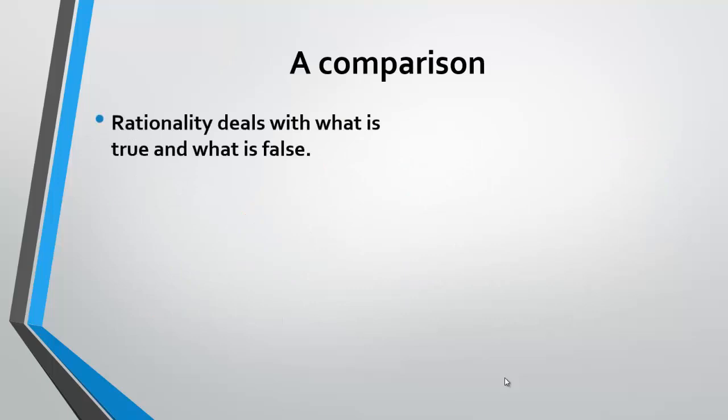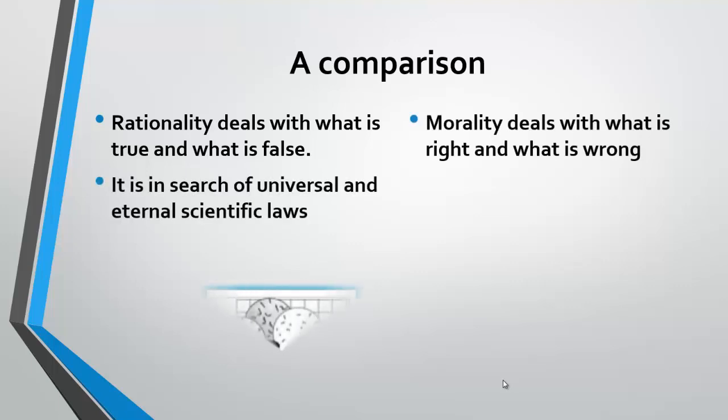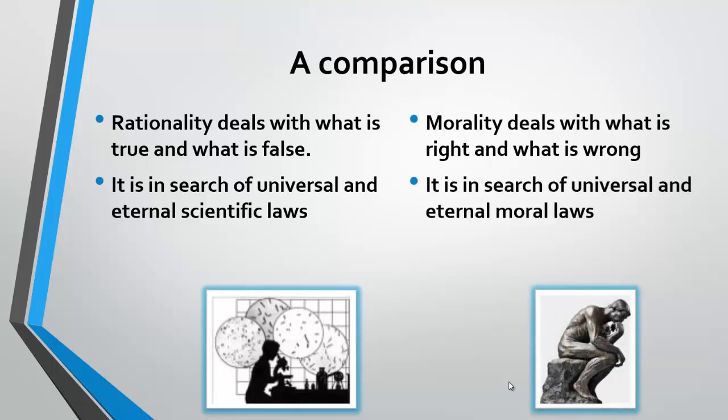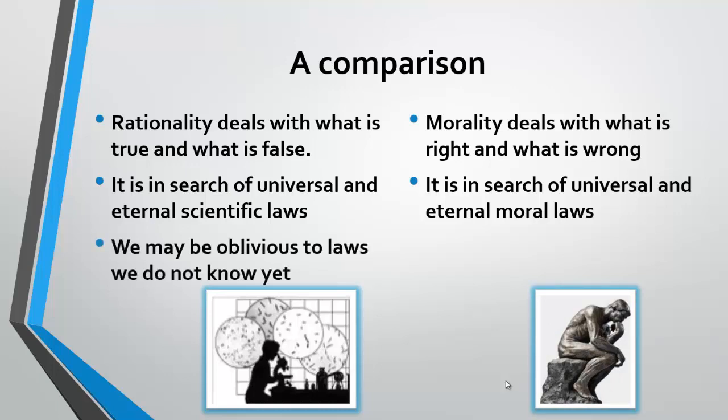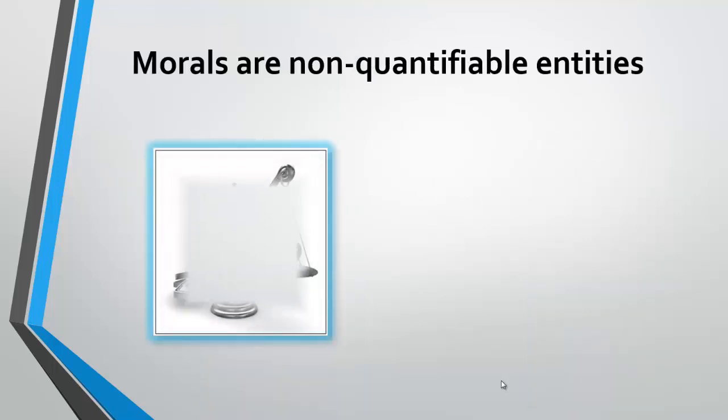Let's make a comparison. Rationality deals with what is true and what is false, whereas morality deals with what is right and what is wrong. Rationality is in search of universal and eternal scientific laws. So why would morality not be something similar? It's in search of universal and eternal moral laws. With rationality, we may be oblivious to laws we do not know yet. A century ago, we didn't know as many laws as we do now. Something similar holds for morality. We may violate moral laws that we were never aware of.